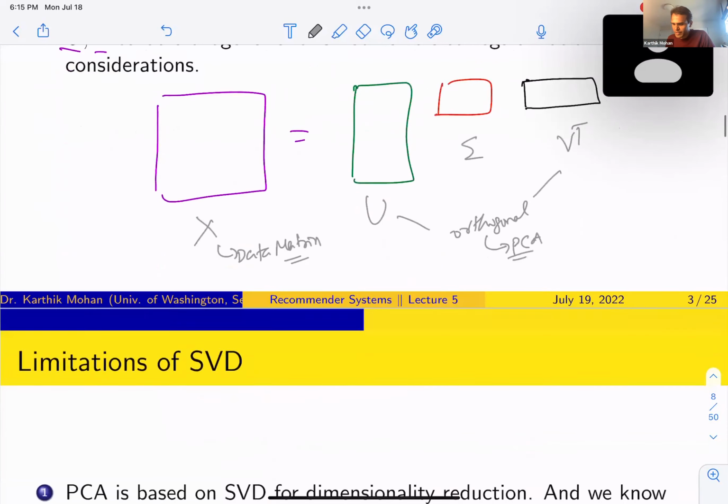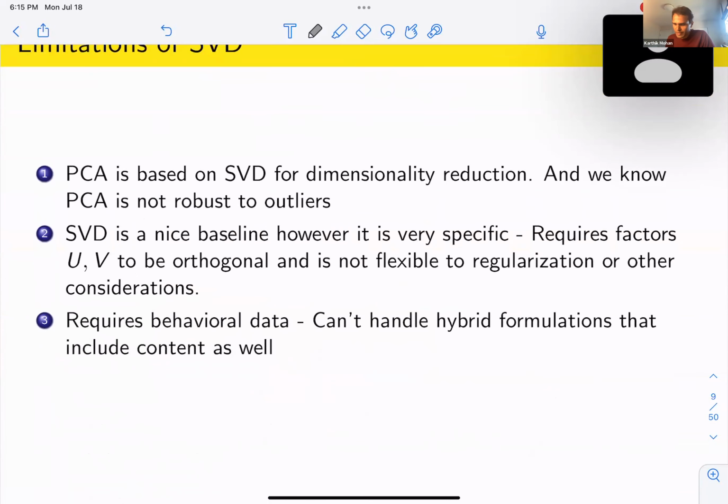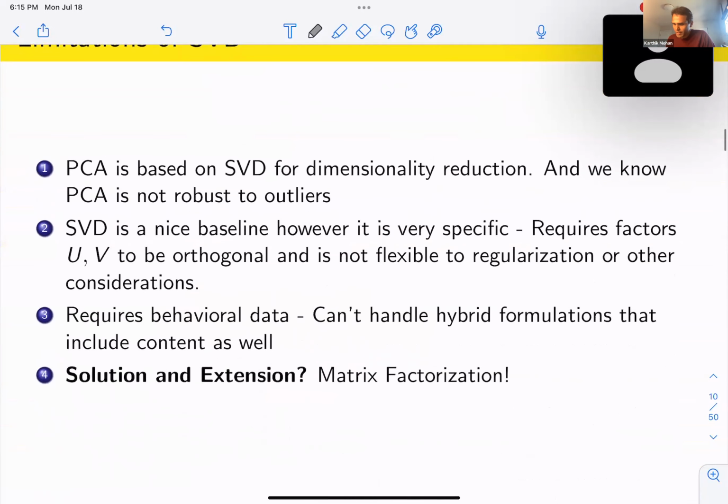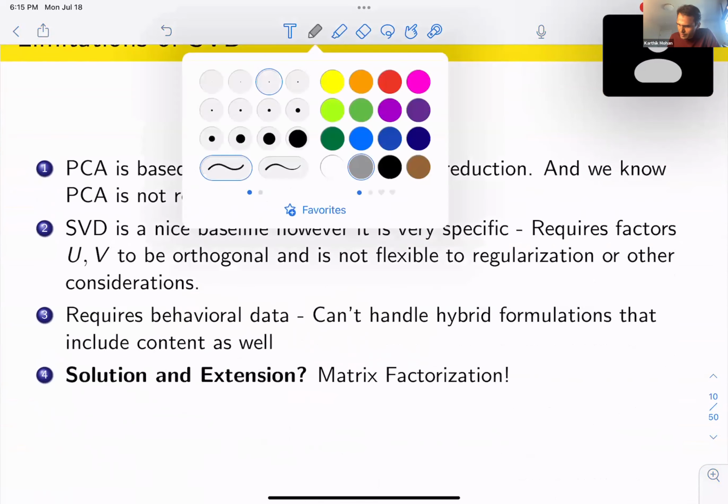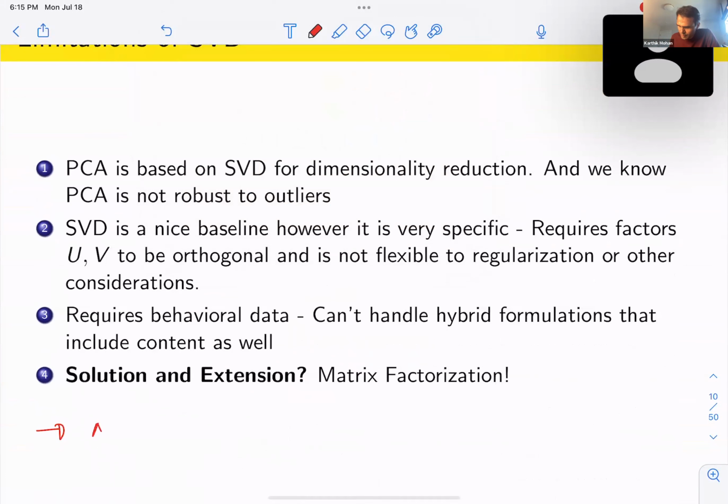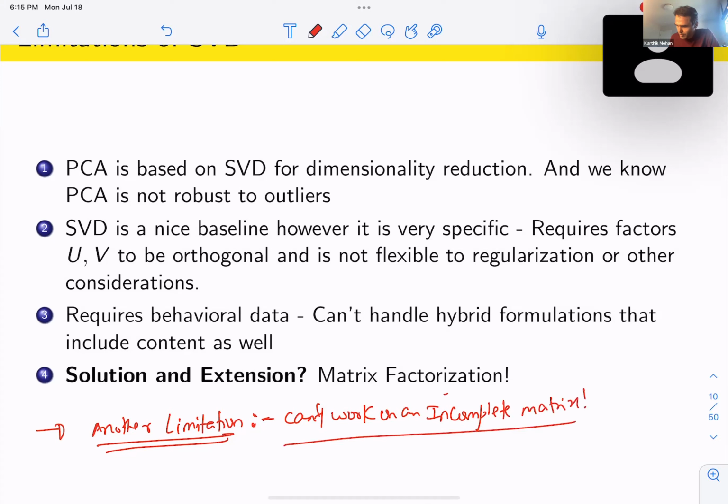It's not flexible to regularization, requires behavioral data, cannot handle hybrid formulations. And also there's one more limitation here. Any guesses? Another limitation. It can't work on an incomplete matrix. So you cannot give a matrix that's incomplete, with some question marks or NaNs, and say compute this.